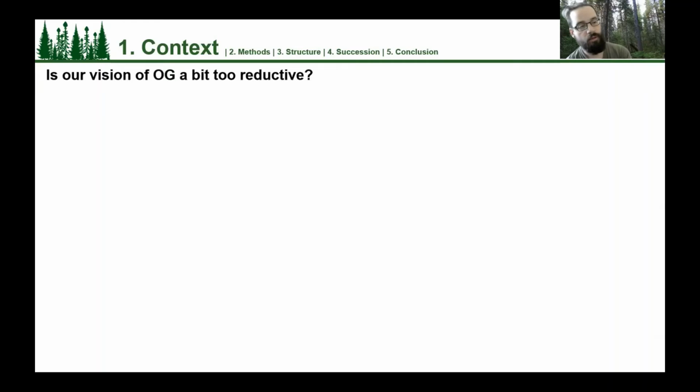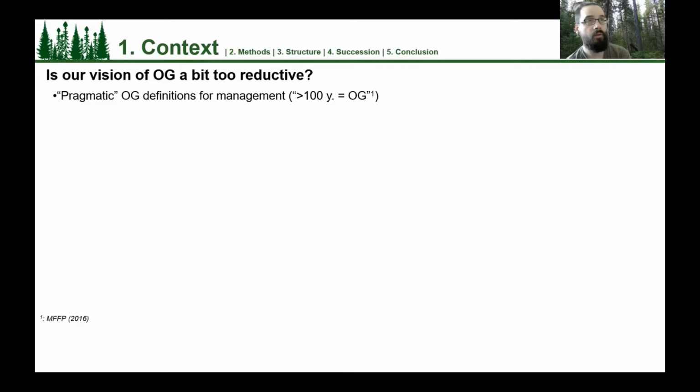Another issue is that we now try to protect old-growth forests, but often our vision of old-growth forests is maybe a bit too reductive. For example, in forest management, we often use what we can call a pragmatic definition, meaning that, for example, in the black spruce native forest in Quebec, we consider that all forests older than 100 years are old growth.